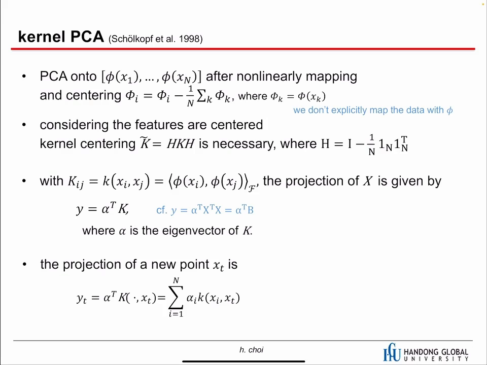So we're going to apply PCA onto the feature space. Again, let's assume that we have a nice nonlinear function phi. After nonlinear mapping, we have this data matrix. And let's assume that this representation is already centered. Why do we assume that these data samples are centered in the feature space?